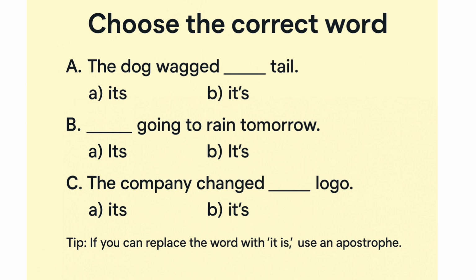So remember, it's with apostrophe means it is, or it has, and it's without apostrophe shows possession. Check your sentence. If you can replace it with it is, or it has, use the apostrophe. If not, leave it out.